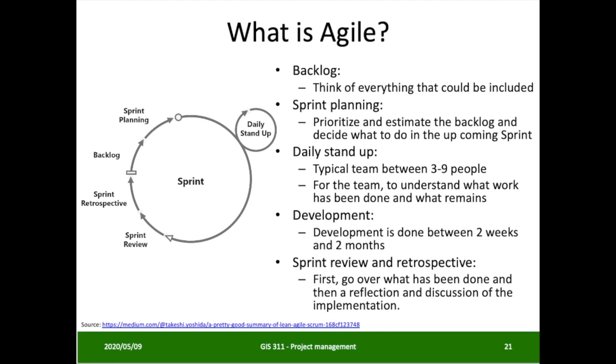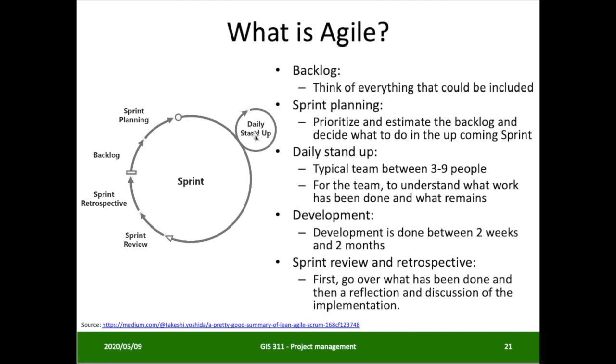Okay, so this is basically what a sprint looks like. So that's one of these circles. So we have the backlog. So we look at what can we do, what is next. We start prioritizing all these to see what we should focus on in this specific sprint. Then while we are doing the sprint, the development, we do daily stand-ups.